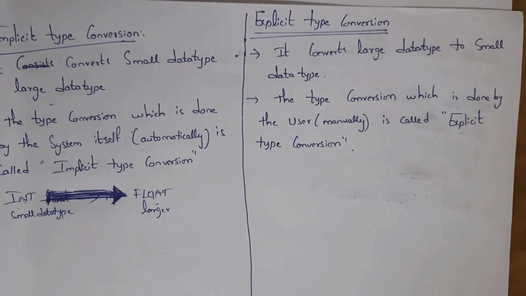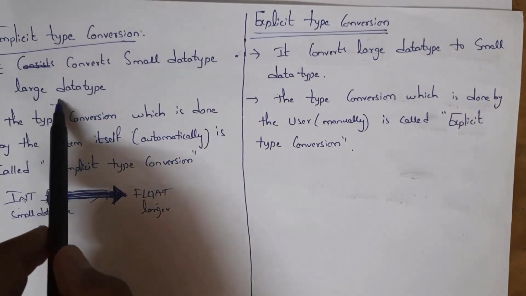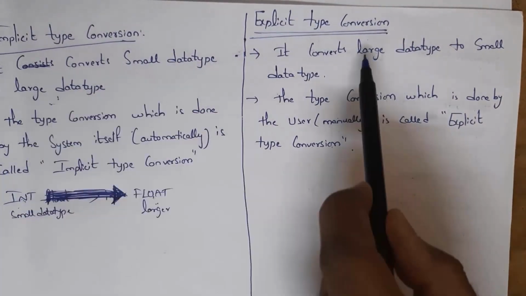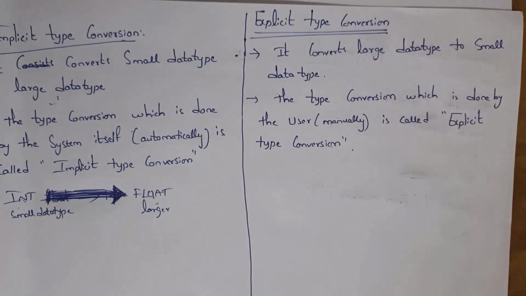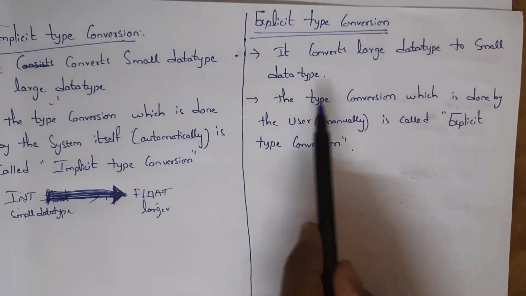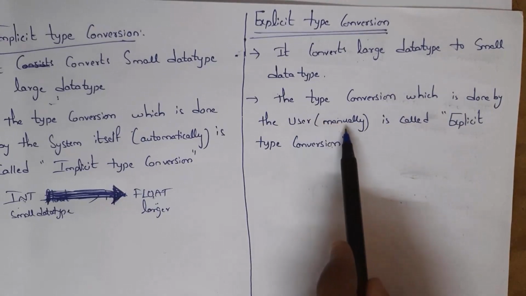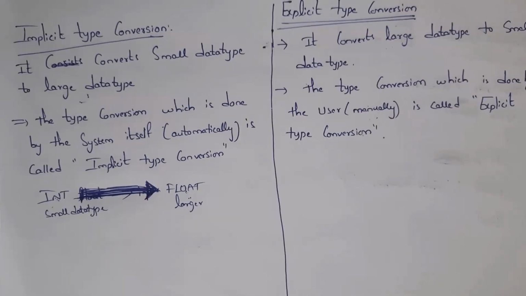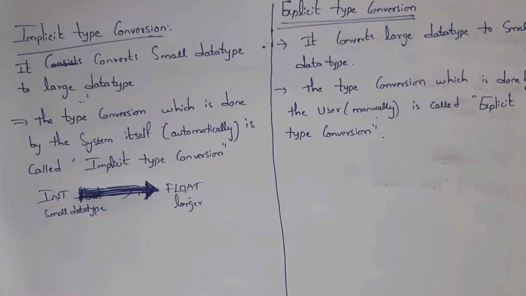Next I will explain explicit type conversion. Implicit type conversion converts a smaller data type to a larger data type, whereas explicit type conversion converts a larger data type to a smaller data type. The definition of explicit type conversion is: type conversion which is done by the user manually is called explicit type conversion. In implicit type conversion, converting one data type to another is done by the system itself automatically. But in explicit type conversion, it is not done by the system automatically, so the user should manually convert one data type to another.